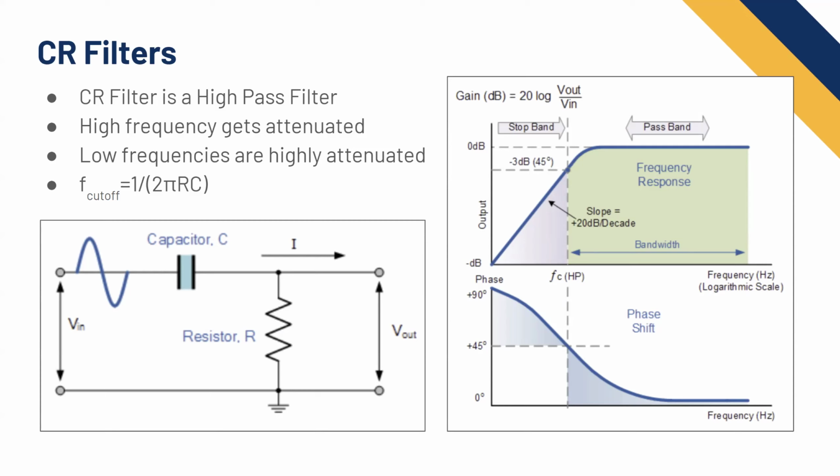And the frequency response basically looks like the opposite. You're going to get no attenuation once you're past the cutoff. But before the cutoff, you're going to have that slope. And the cutoff is still 1 over 2 pi RC.